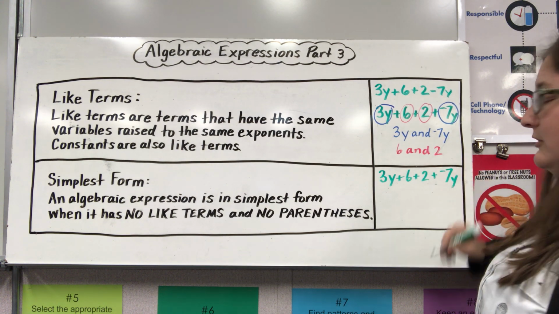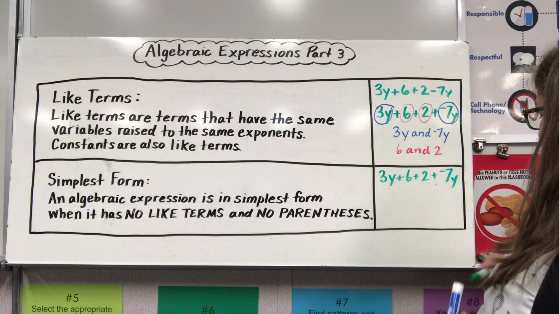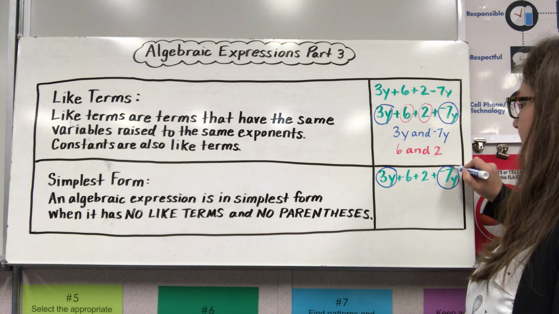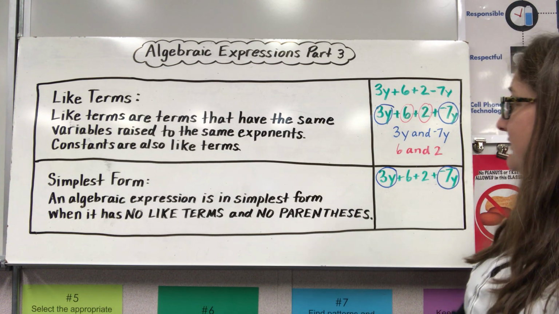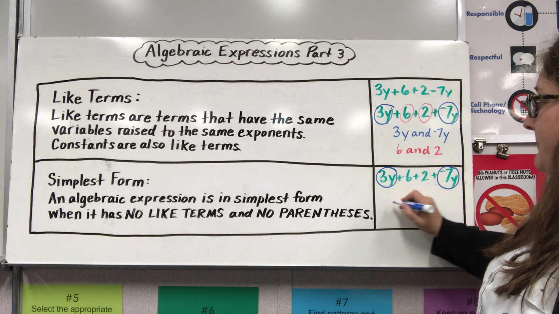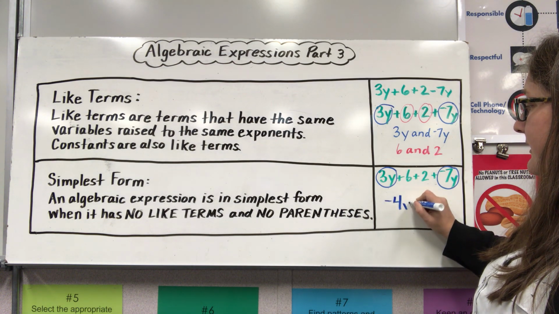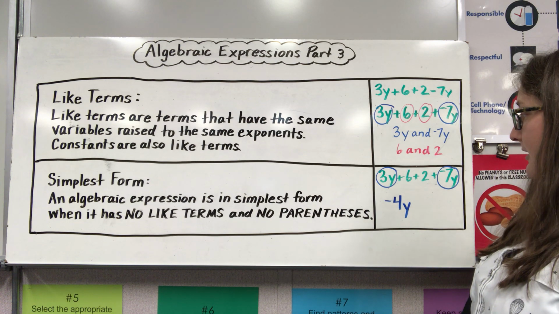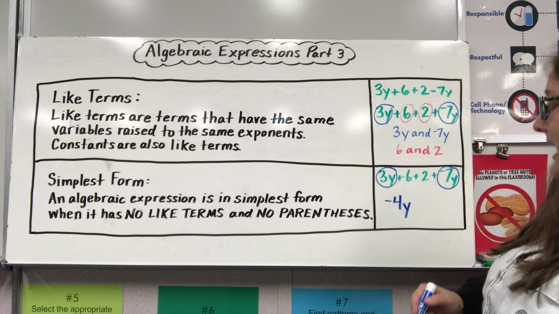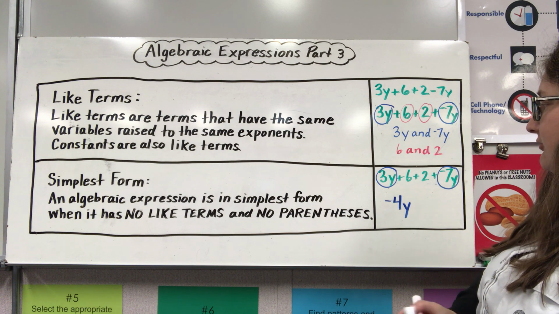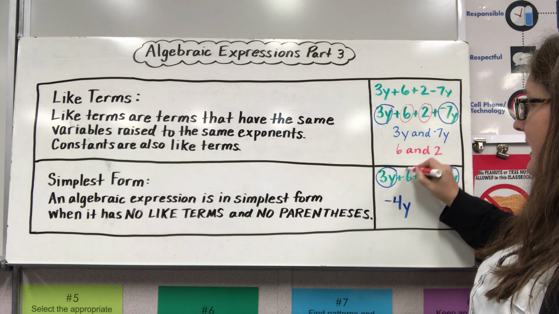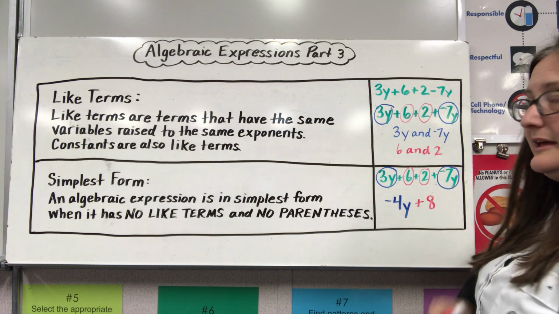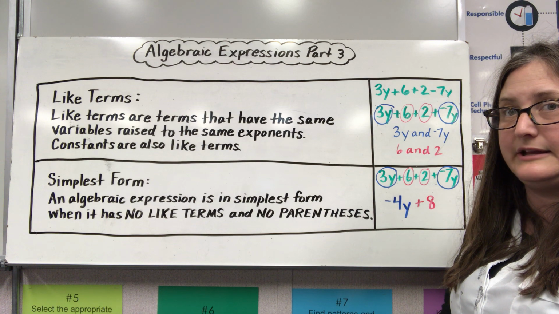But if I combine those like terms, I can simplify. So I had my 3y and my negative 7y. If I combine those two together, they become negative 4y because 3 and negative 7 combine to give us negative 4. I can also combine my constants, 6 and 2, and these will combine to give me a total of 8. So negative 4y plus 8 is this expression in its simplest form.